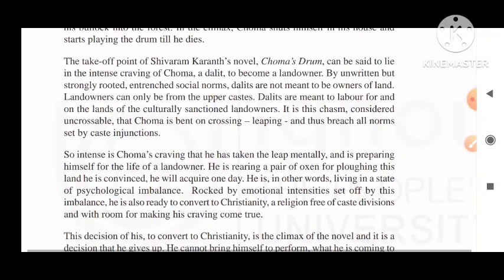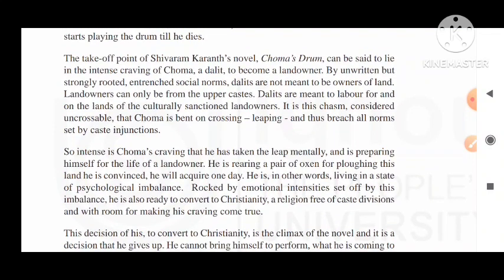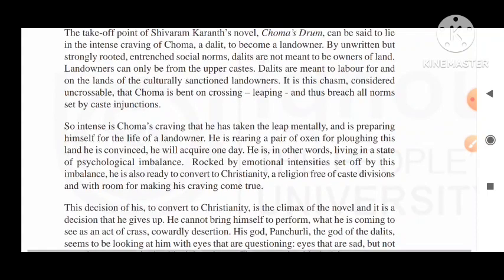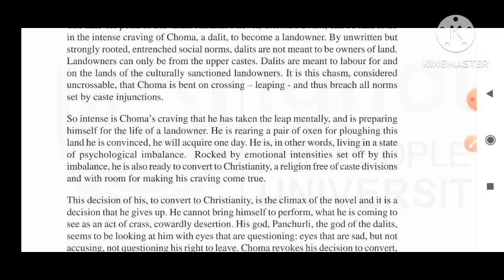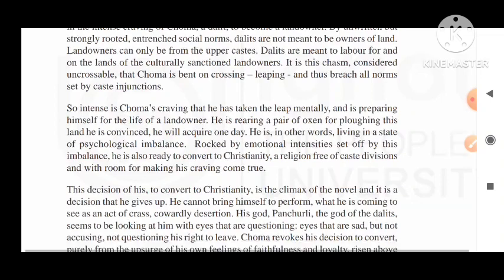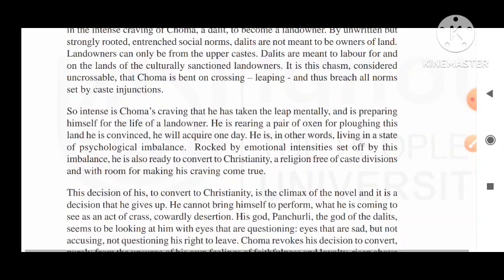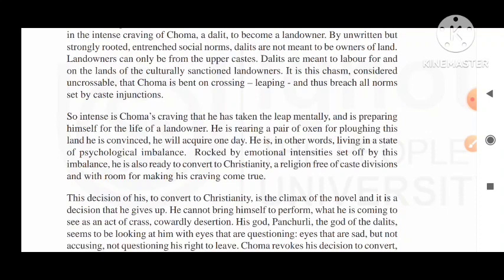The take-off point of Sevram Karnar's novel Choma's Drum can be said to lie in the intense craving of Choma, a Dalit, to become a landowner. By unwritten but strongly rooted, entrenched social norms, Dalits are not meant to be owners of land. So landowners can only be from the upper caste. Dalits are meant to labor for and on the lands of the culturally sanctioned landowners.